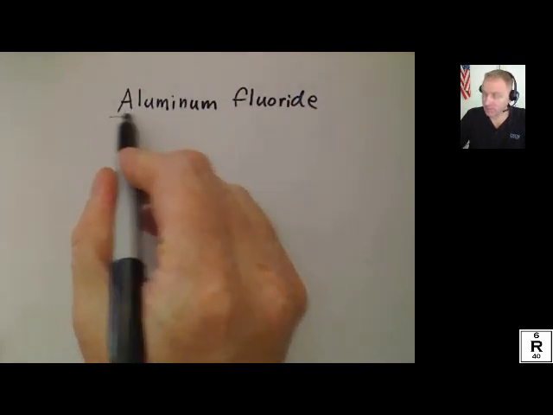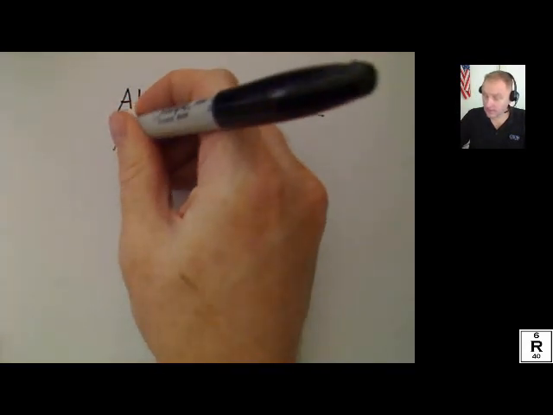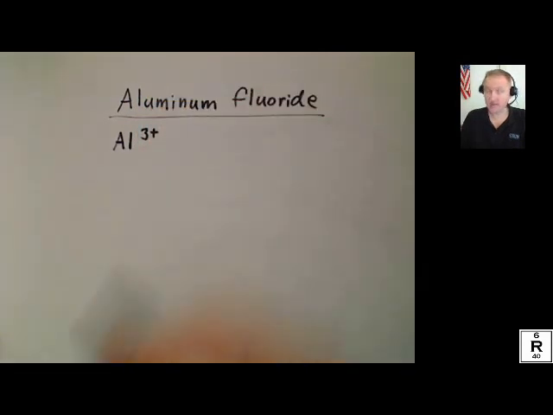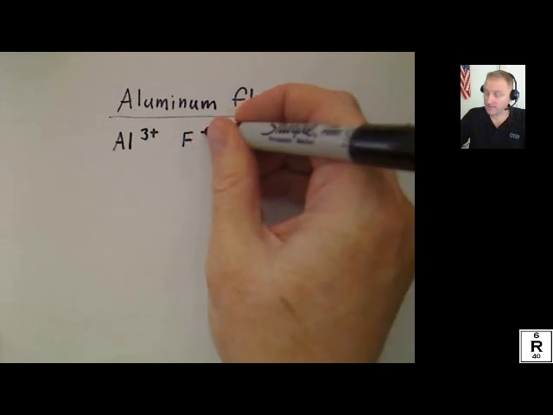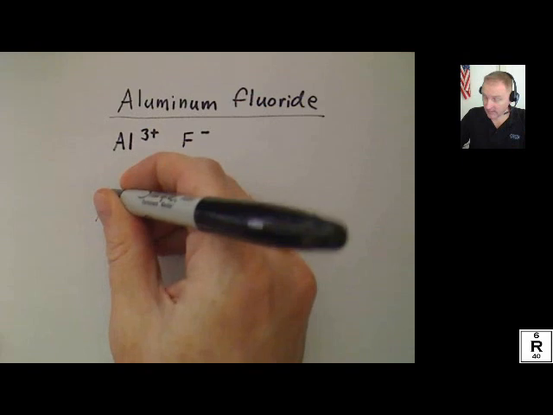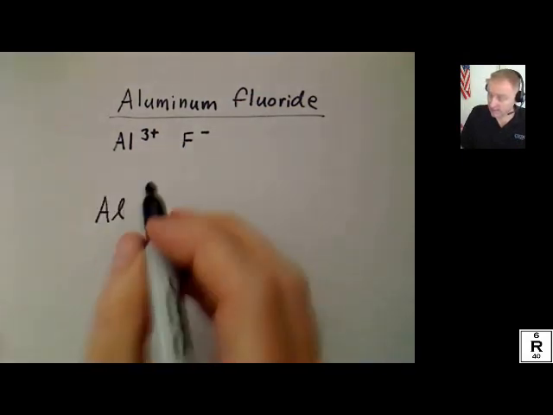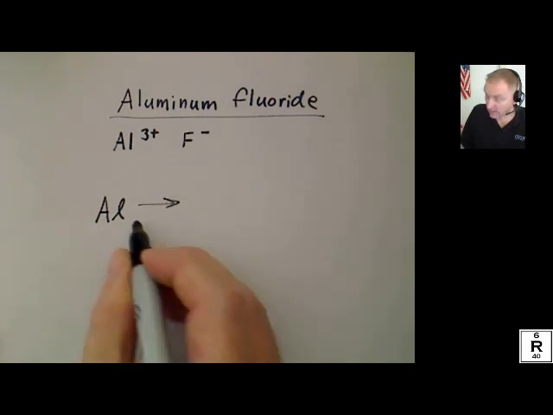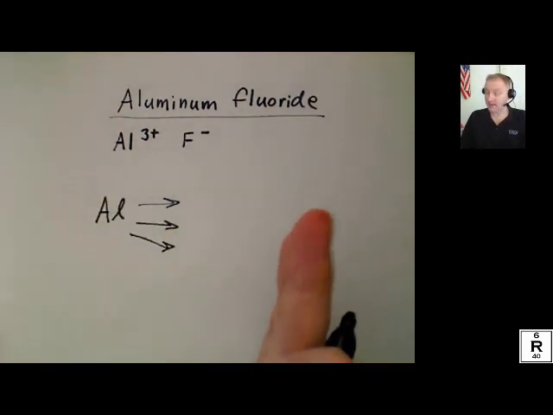We're going to talk about aluminum fluoride, and again, we look at our periodic table. We find that aluminum needs to lose 3 electrons to begin a noble gas configuration, and fluorine needs to gain 1. Now what I'm going to do visually here is, if it's going to lose 3 electrons, let's make arrows. It's shooting off 1, 2, 3 electrons. It's giving away 3 electrons.